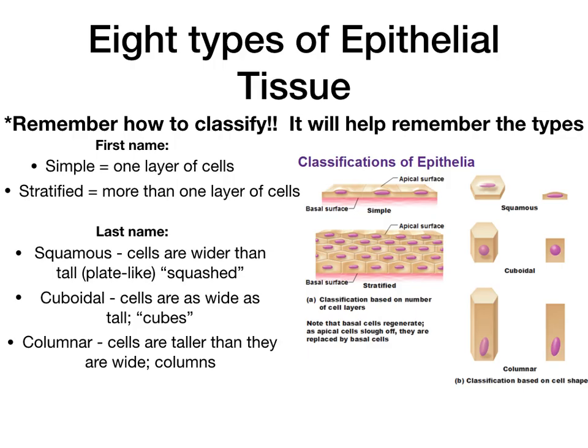So, like I said, simple is 1 layer of cells. The stratified is more than 1 layer of cells. And then our last name is squamous, cells that are wider than tall, with a plate-like, squashed, or egg-like appearance. Cuboidal cells are as wide as tall, they're cubes. And columnar cells are taller than they are wide, and they are columns.